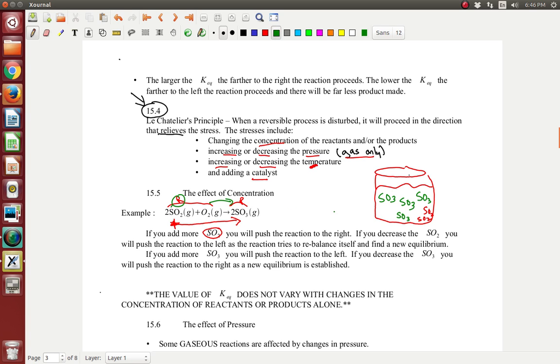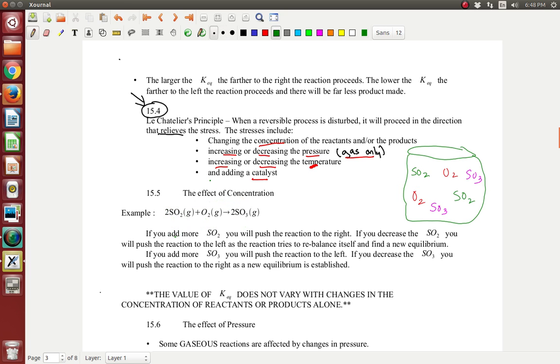So what's happening? When I add more SO2, what happens to the concentration of the oxygen? Since it's joining with the SO2 to make SO3, the concentration of the oxygen went down. What happened to the SO3? Since it shifted from the reactant side to the product side, and I made more SO3s, the SO3 concentration went up. By adding SO2, I increase the concentration of SO3, but because it uses up more oxygens, it decreases the amount of oxygen inside my container.